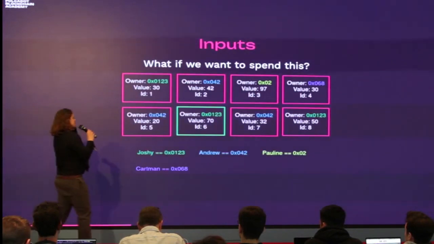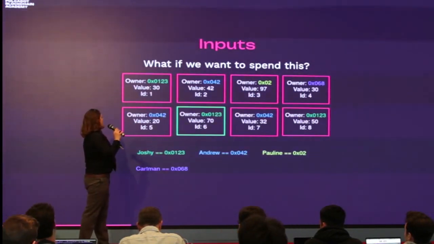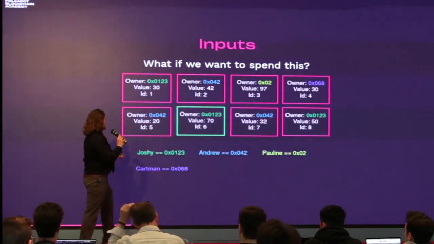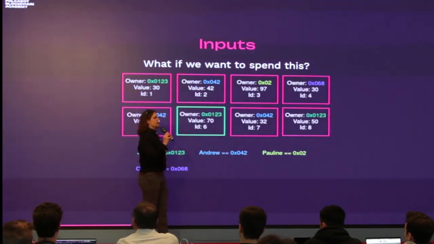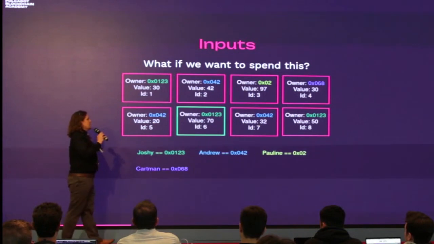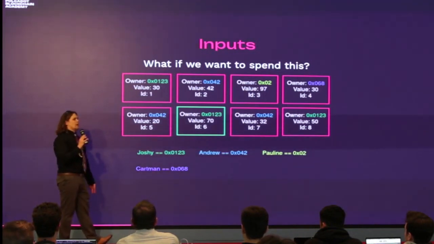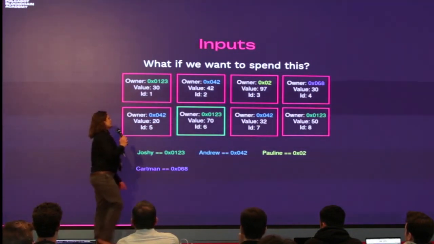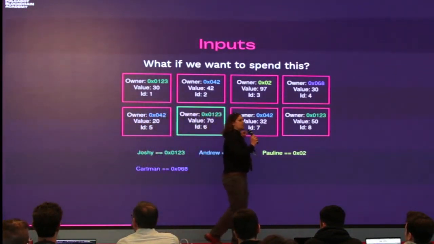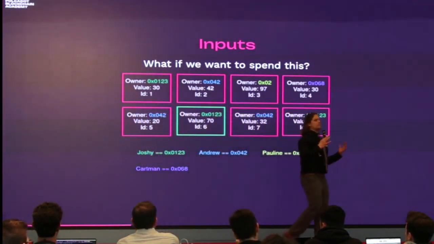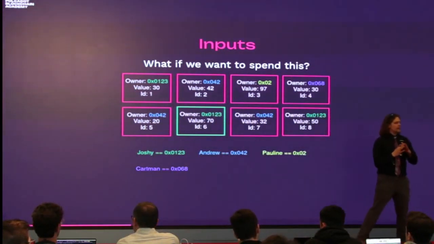So let's say this is my input state right here. We already talked about how it's easy for me to spend two of my UTXOs. But let's say that me and Andrew are pooling our money to go do something. We can construct a transaction that takes one of mine and one of his, and we both produce the correct signature, and then they can both be consumed within a single transaction.